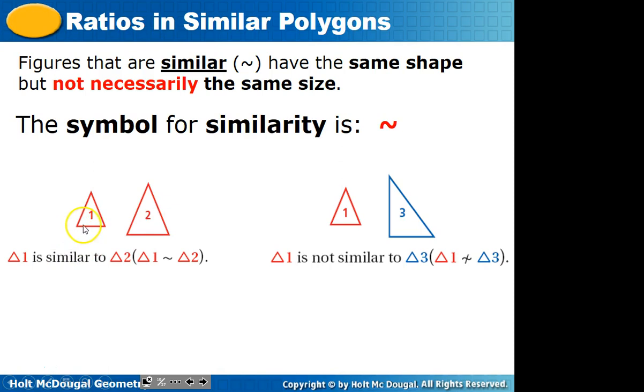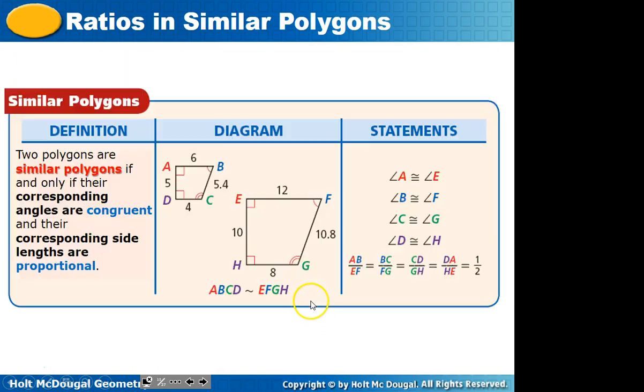You should notice that triangle 1 is just enlarged to get triangle 2, and that these two are similar because they're the same shape but just not the same size. Now over here on the right we have triangle 1 and triangle 3. Triangle 1 is not similar to triangle 3 because they are not the same shape. Looks to me like triangle 1 is probably an isosceles triangle, whereas triangle 3 is a right triangle. So these are not similar because they are not the same shape.